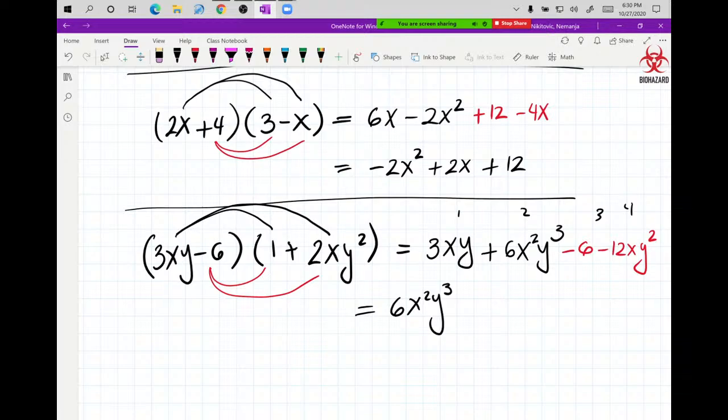So when you say descending, you mean from highest to lowest? Yes. Okay. 3xy. How many variables in 3xy? 2. And how many variables in this one? 3. Yeah, x, y, y, right? Uh-huh. So that's the next one.